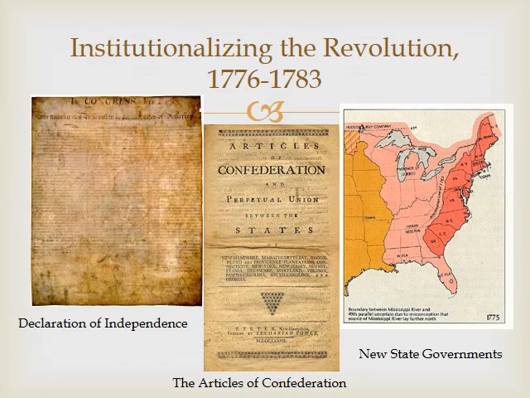Now, revolutions come in 3 forms historically. The first form of revolution is when you change the head of the government. This would be like the Glorious Revolution in England. The second form of revolution is when you change the form of government. Let's say go from a monarchy to a republic.